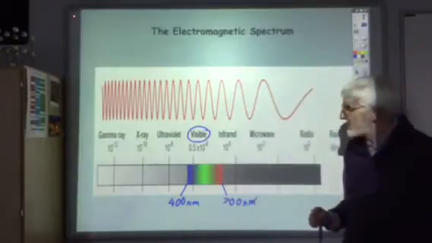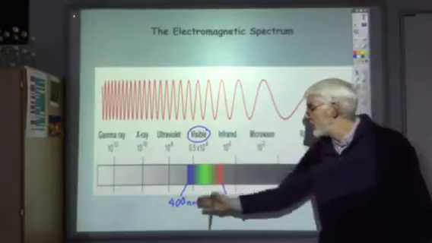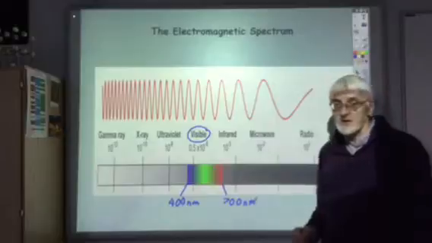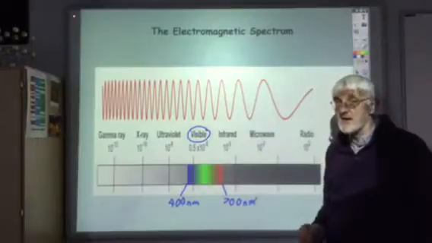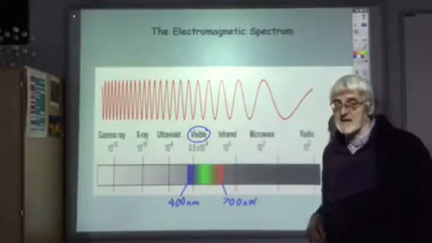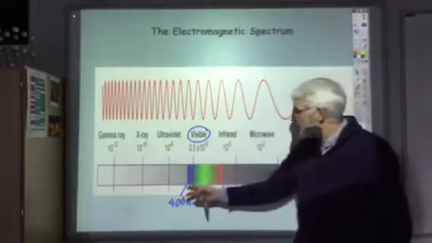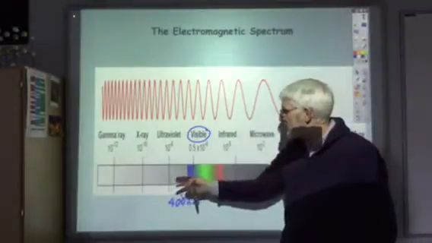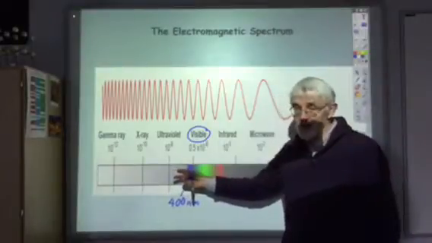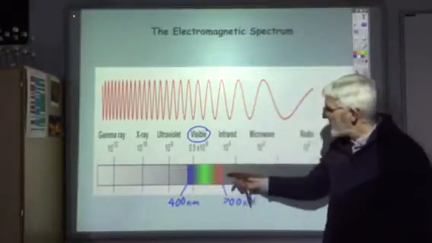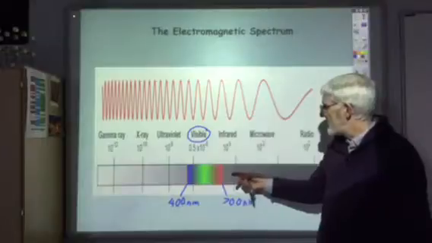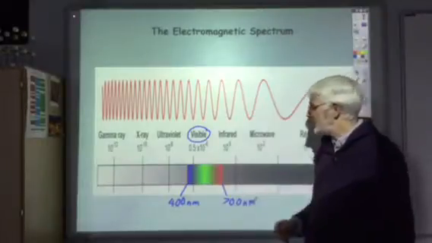So if your electromagnetic radiation lies roughly in between 400 to 700 nanometers, then your eyes will be able to detect it. It will be visible light. If the wavelength is shorter than 400, then you get into the ultraviolet, which we can't see. If the wavelength is bigger than 700, then you get into the infrared, which we can't see.